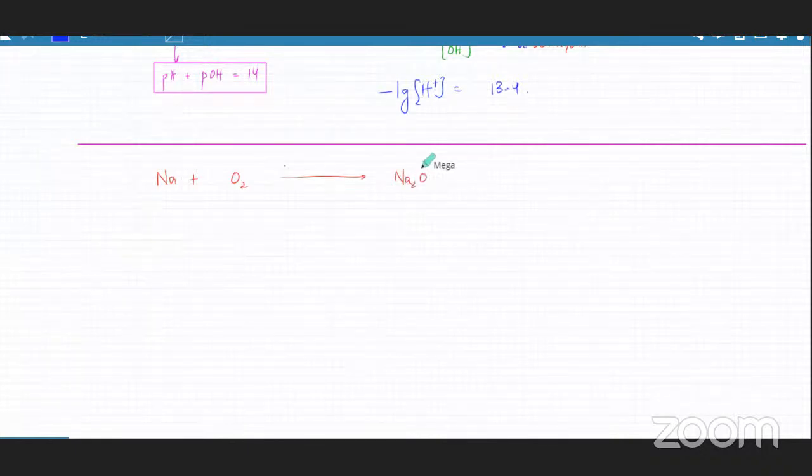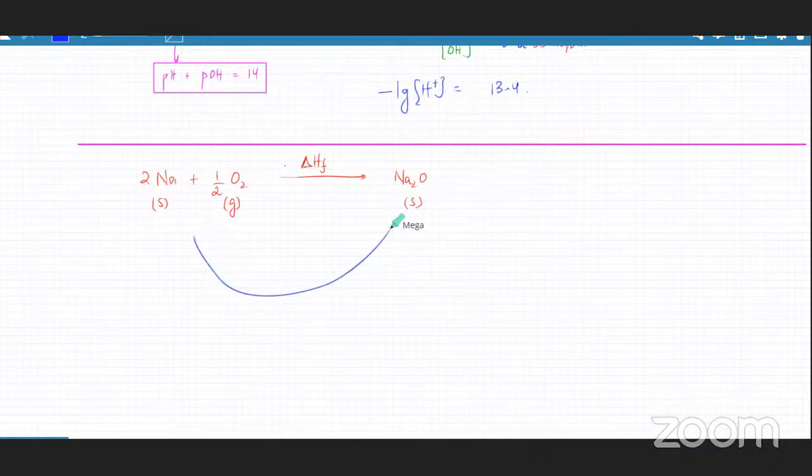तो ये बन गया sodium oxide, and you need to balance this equation. So there's going to be half O2 and there's going to be 2 sodiums. And this is enthalpy change of formation. And this is a solid, and this is a solid and this is a gas. In the Born-Haber cycle what you do is you find another path. You build or create another path to go from the elements to the substance. So you're going to try and figure out this other path.